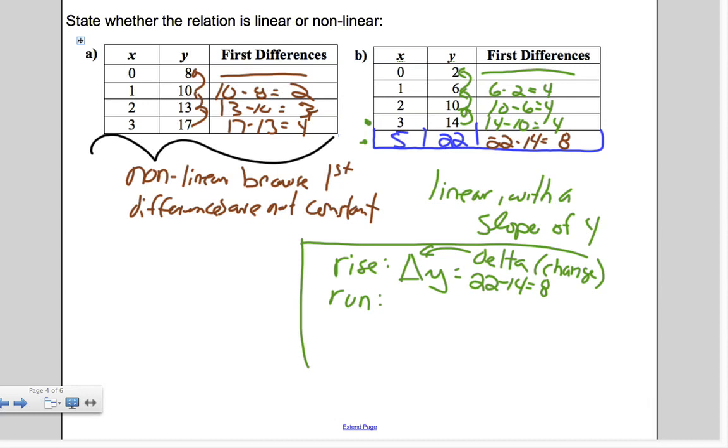So what's run? I think we could define run. Rise was delta y, change in y. What do you think run is? Delta x. Triangle means delta, change in. So here it's the change in x. Okay. So what's the change in x here?